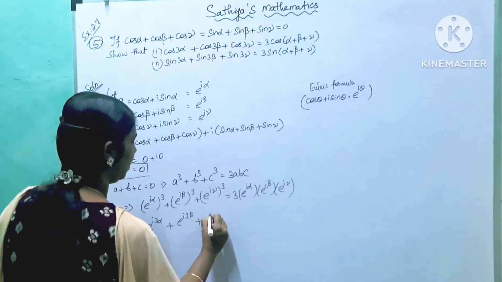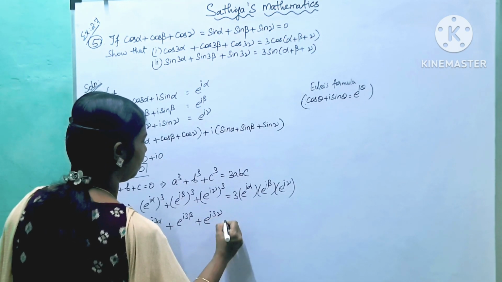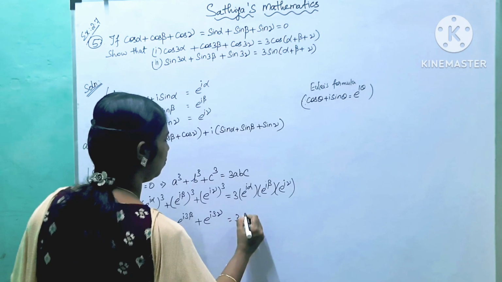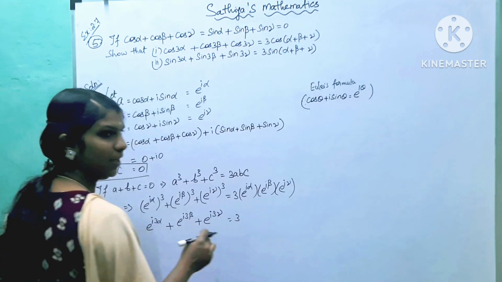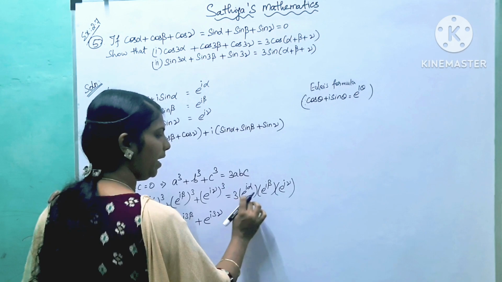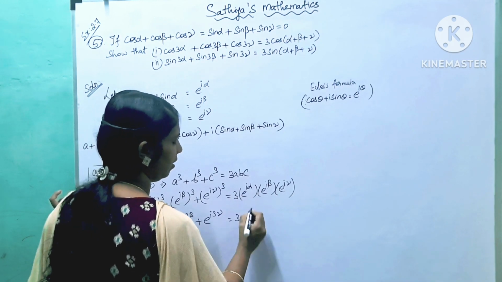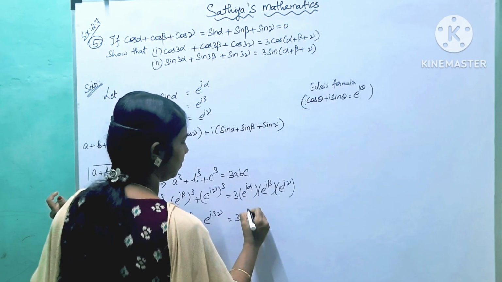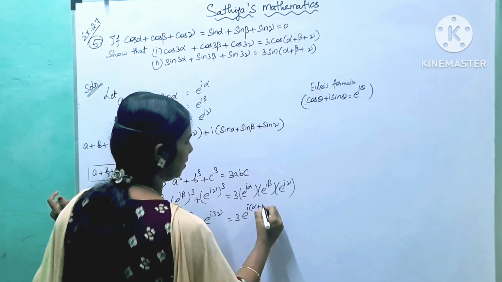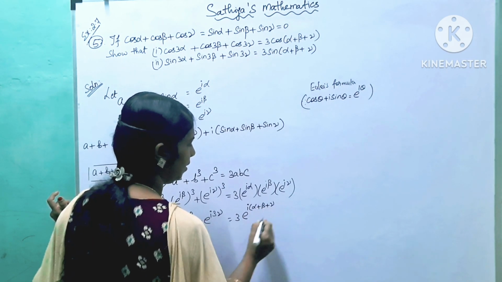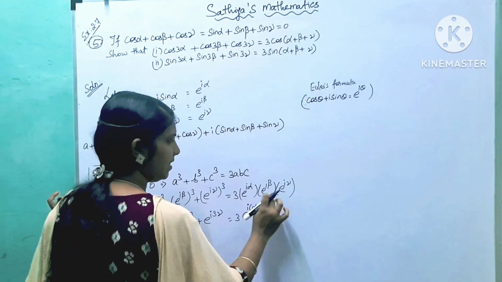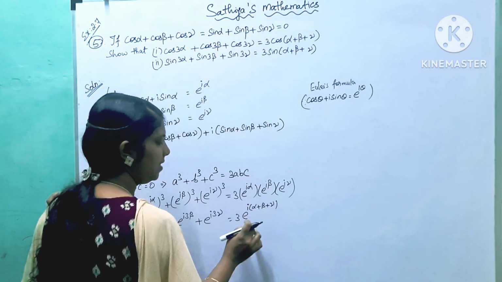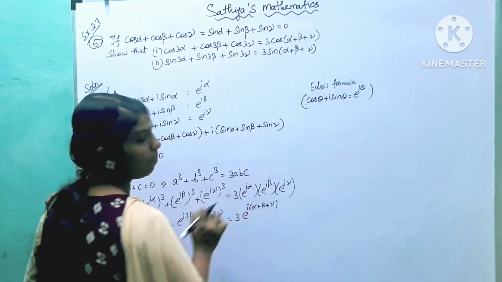plus e power I into 3 gamma is equal to 3 into, here you can see the terms are in multiplication with the same base. So the base is the same and the terms are multiplied, which gives a single base with the addition of powers. So I is common, and we can write I into alpha plus beta plus gamma. Base same and terms multiplied means single base with the addition of powers.